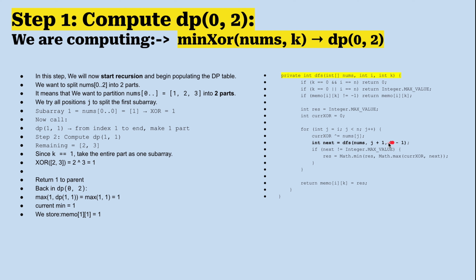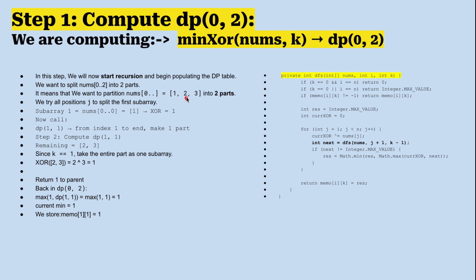Next time when we update it, i will become plus 1, means j plus 1 and k minus 1, right? Because j starts from 0, then it will become j plus 1, right? So it will become dp 1 1, correct? So from index 1 to end we'll make a part, right? And let's suppose we call the indices 0, 1 and 2, means we will start from here and we'll go till here, correct?